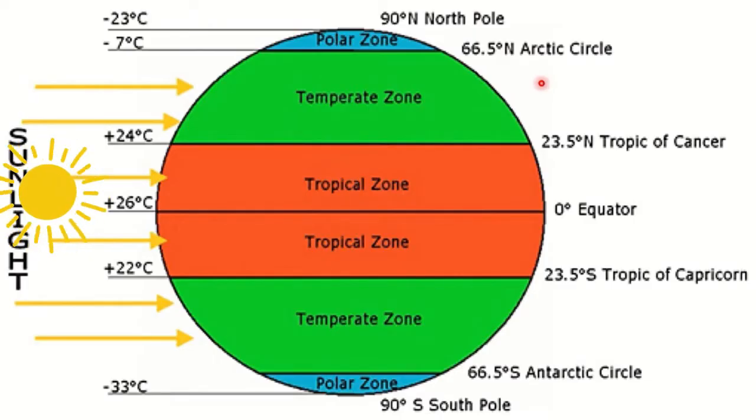Our planet Earth is divided into 3 major climatic zones, namely tropical, temperate, and polar zones. Tropical regions are the low latitude, wherein they are located near the equator. Temperate regions are the middle latitude, and polar zones are the high latitude.